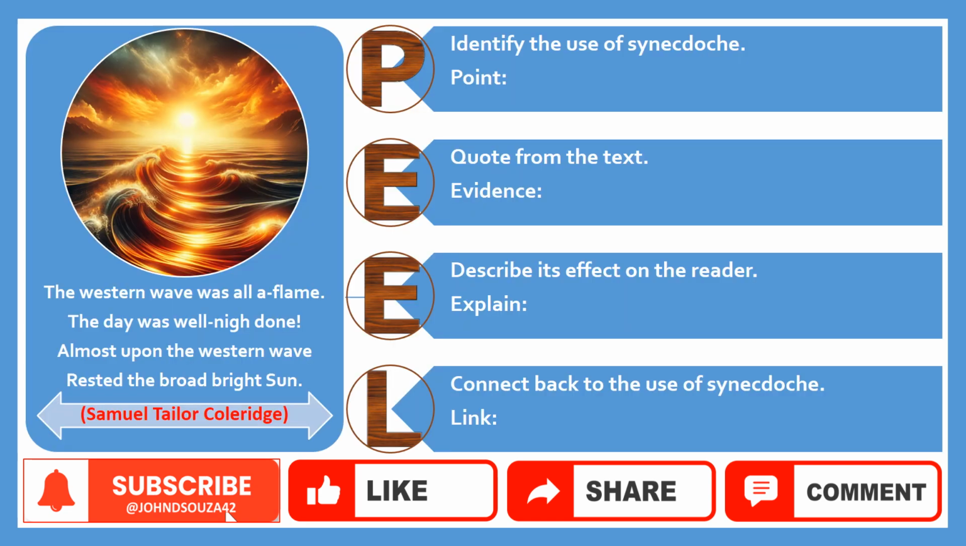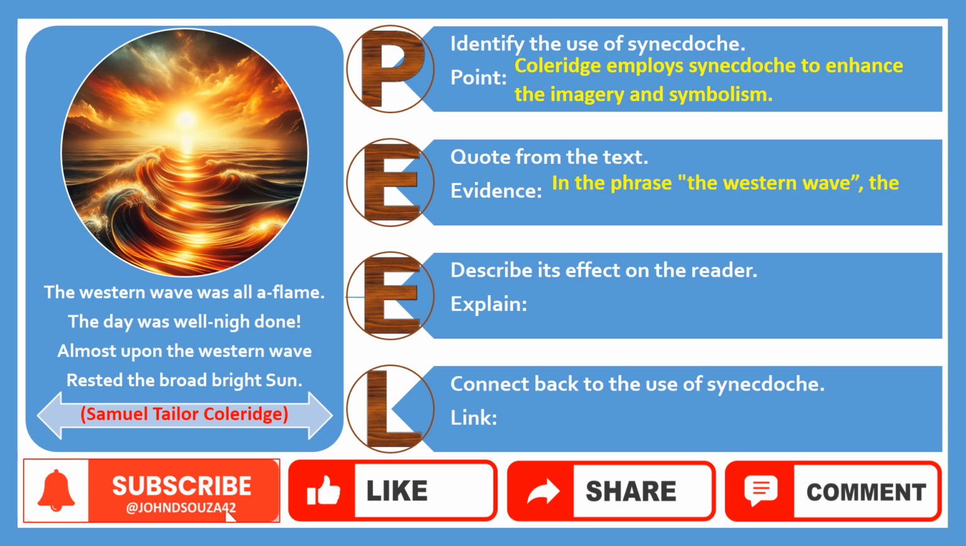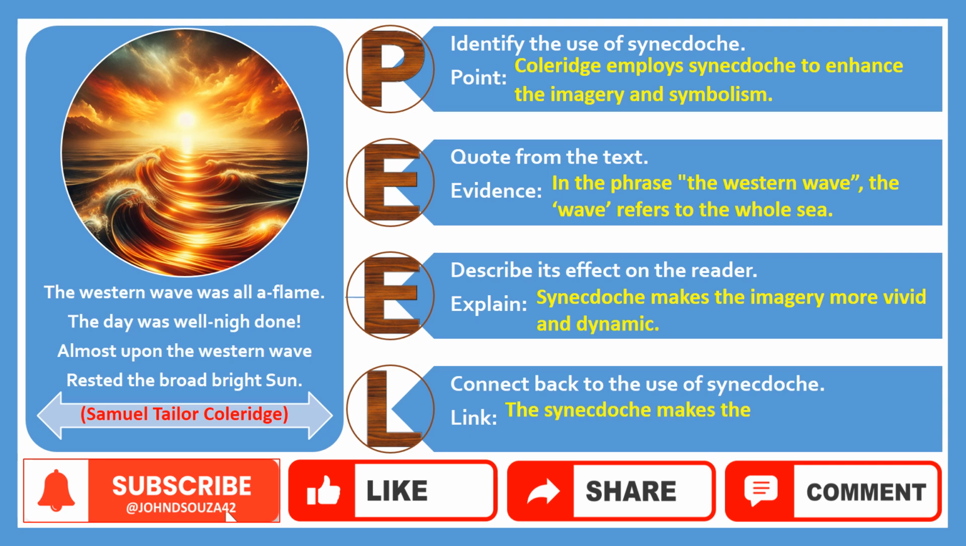Follow the PEEL method to evaluate the author's use of synecdoche in The Rime of the Ancient Mariner by Samuel Taylor Coleridge. Point: Coleridge employs synecdoche to enhance the imagery and symbolism. Evidence: in the phrase, the western wave, the wave refers to the whole sea. Explanation: synecdoche makes the imagery more vivid and dynamic. Link: the synecdoche makes the scene more picturesque and emotionally resonant.